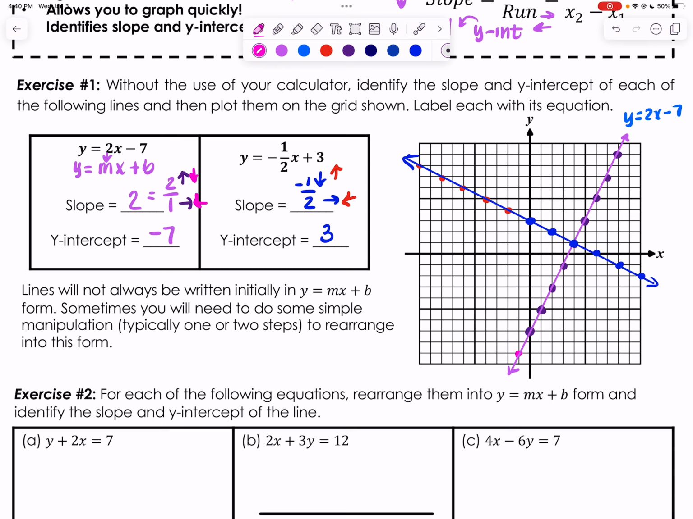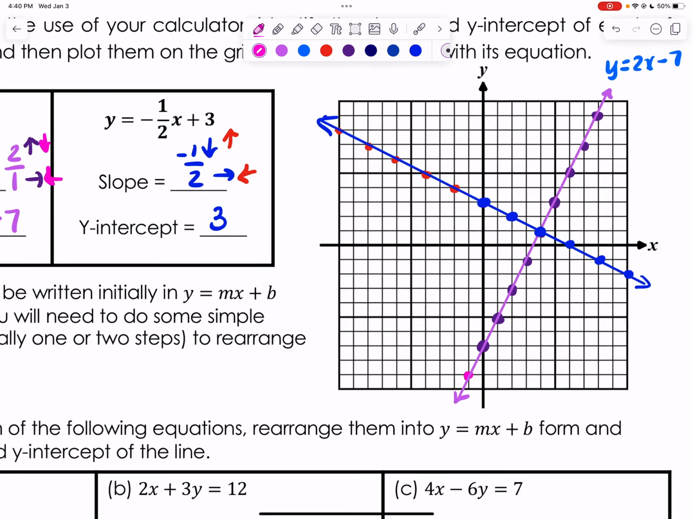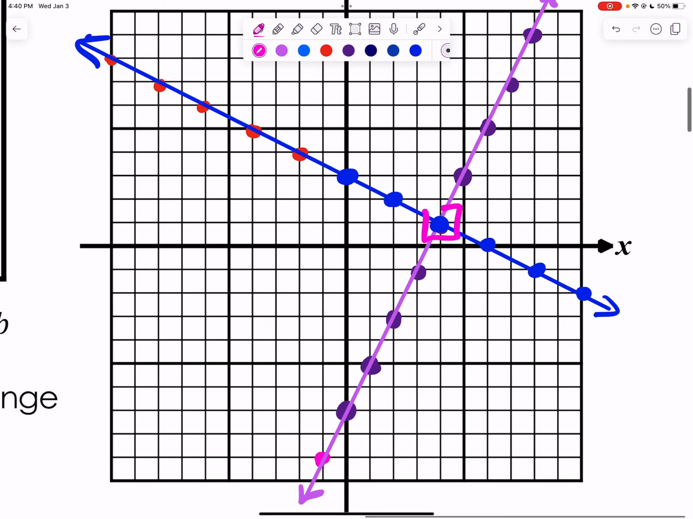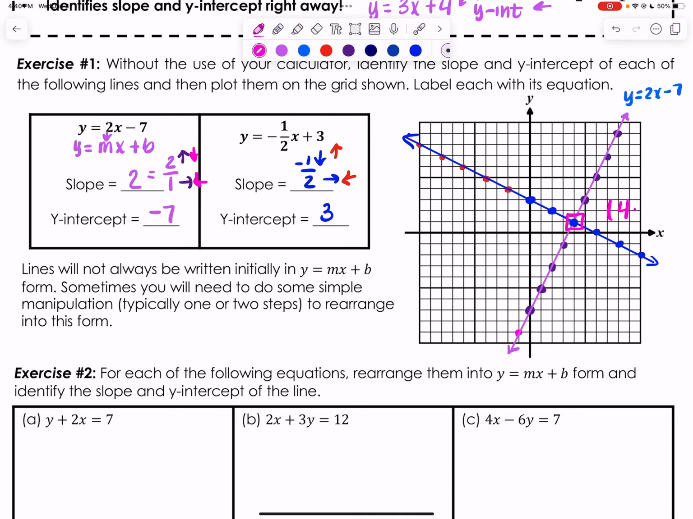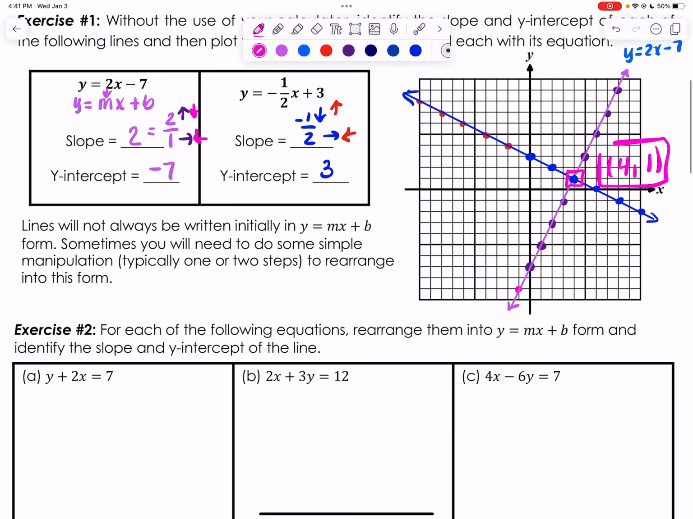Now, if you notice, these lines intersect at this point right here, which is 1, 2, 3, 4, comma 1. So if I wanted to, I could actually say the solution to this system, or the solution to these two equations, is 4, comma 1, which is where those lines meet.